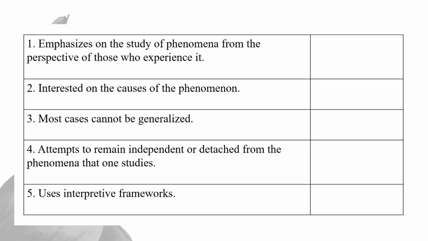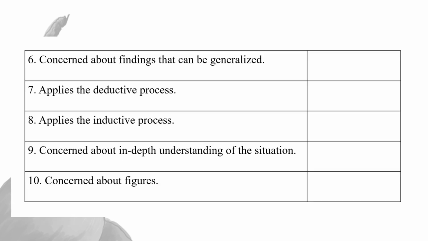Number 1, emphasizes on the study of phenomena from the perspective of those who experience it. Number 2, interested in the causes of the phenomenon. Number 3, most cases cannot be generalized. Number 4, attempts to remain independent or detached from the phenomena that one studies. Number 5, uses interpretive frameworks.